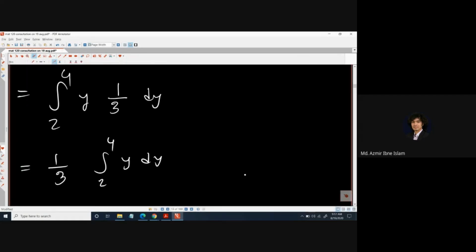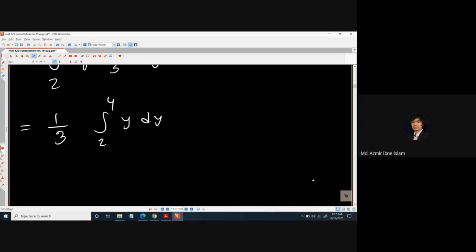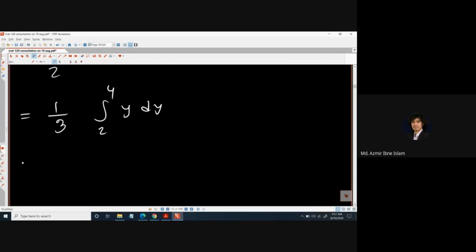So now let's try to solve this. So integration of y is y squared by 2. I hope you already have control over the basic skills of integration, so I am using the power rule. Now the fundamental theorem of calculus will be used. Here you have y, so where you have y, input the upper limit, then the lower limit.